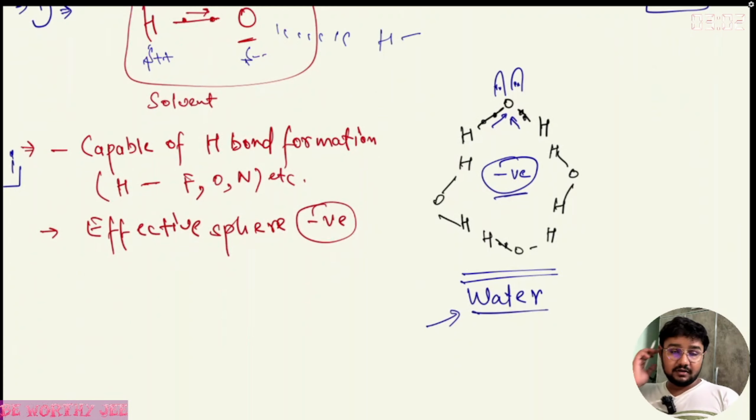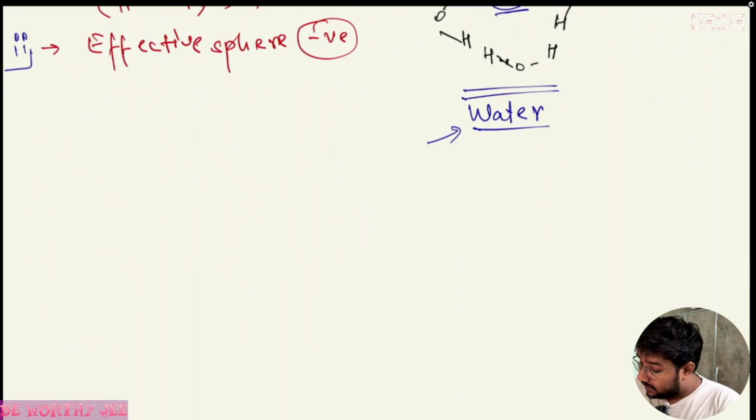So hydrogen must be attached to more electronegative atoms such as fluorine, oxygen, and nitrogen, etc. So the effective sphere which is formed is negative. Why is that so? Because oxygen is more electronegative. So here a delta negative charge is induced, and in the solvent, if a delta negative charge is induced, then the whole sphere is negative. Okay, all right. And the polar protic solvent is completed.